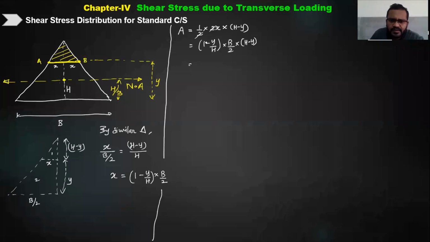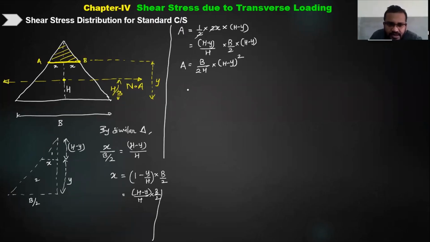Okay, or else we can write this down, rather than simplifying it, as (h minus y) upon h into b by 2. If I write it that way, it can be written as h minus y, the whole squared. So I can write this as (h minus y) upon h into b by 2, and here it becomes b by 2h into (h minus y) the whole square. This is my area of that layer.